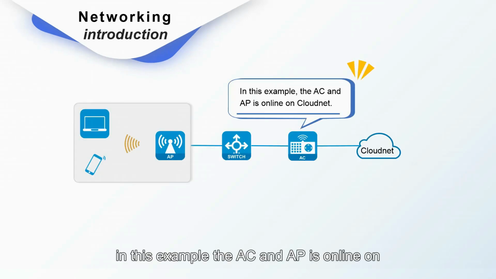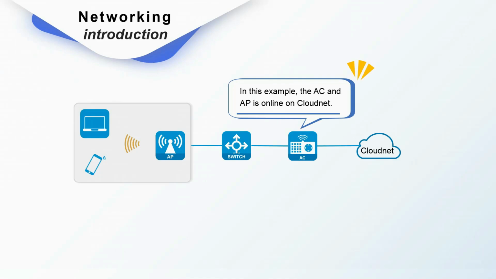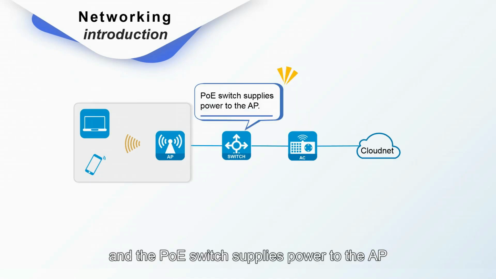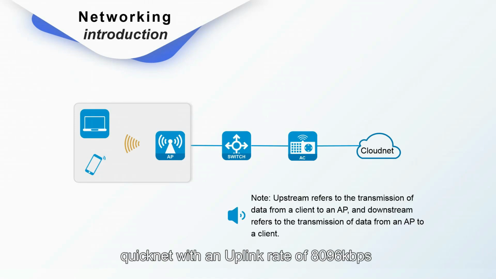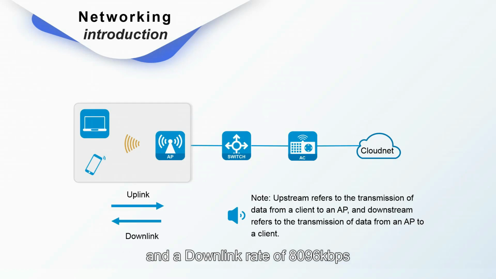In this example, the AC and AP are online on Cloudnet, and the PoE switch supplies power to the AP. Apply static rate limiting to all clients accessing through service template H3C Cloudnet, with an uplink rate of 8096 kbps and a downlink rate of 8096 kbps.